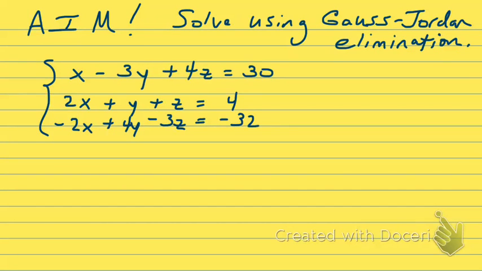Here comes solving a system of 3 linear equations with 3 unknowns using Gauss-Jordan elimination. I will try to keep my commentary to myself.